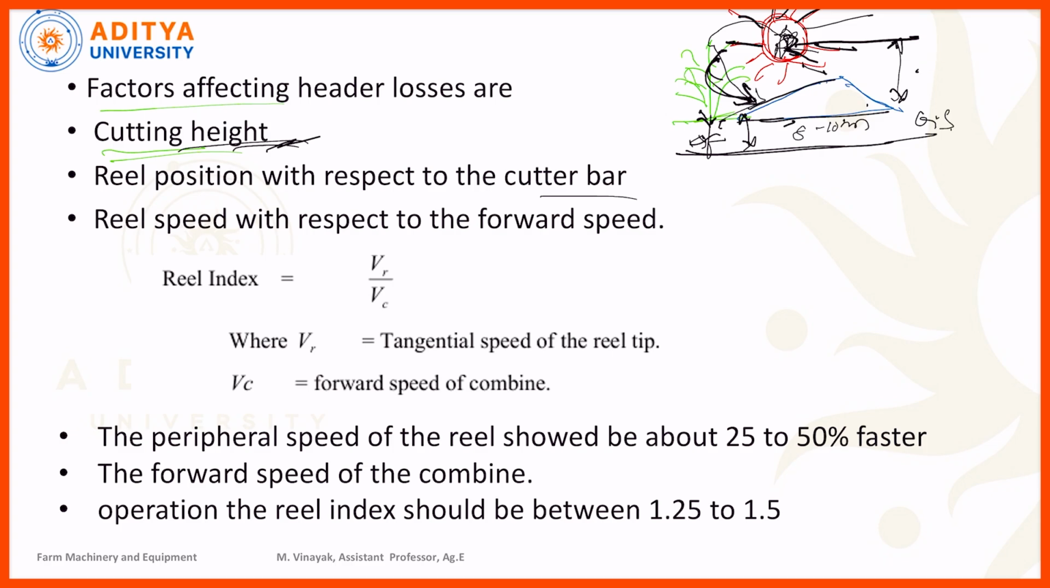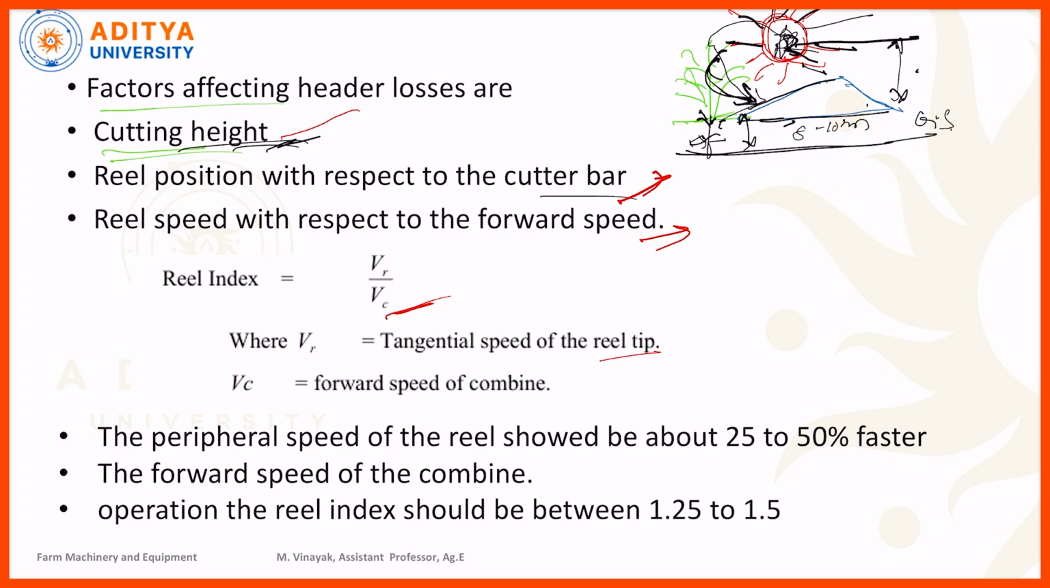Okay. So the first one is the cutting height, the next one is the reel position with respect to the cutter bar, and reel speed with respect to the forward speed. So here one small formula is there: reel index equals VR by VC. VR is nothing but the tangential speed of the reel, VC is nothing but the forward speed of the combine harvester. Based on the forward speed of the combine harvester, the reel speed should be maintained in this manner. The reel speed should respect the forward speed.